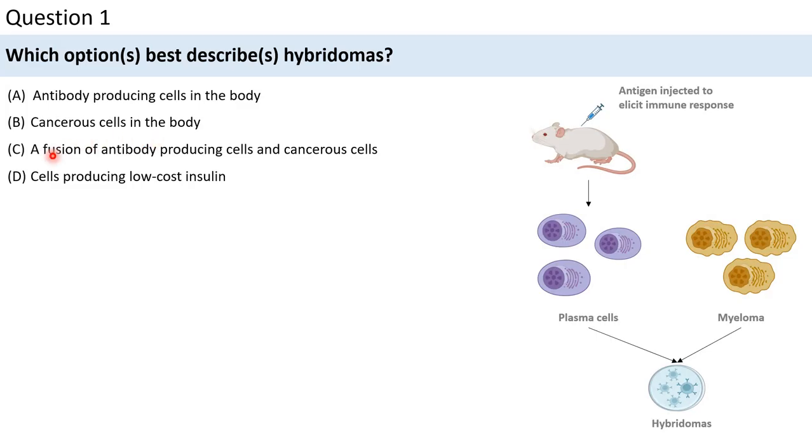Option C is a fusion of antibody producing cells and cancerous cells. That's what we are seeing here, right? Antibody producing cells are B cells, but as I already mentioned, B cells are differentiated from the plasma cells only. So plasma cells and the cancerous cells, nothing but myeloma, a fusion of these two only will give rise to hybridomas. So option C is the right answer. Whereas cells producing low cost insulin, no, these are not related to hybridoma cells at all. So the right answer is option C, a fusion of antibody producing cells and cancerous cells.